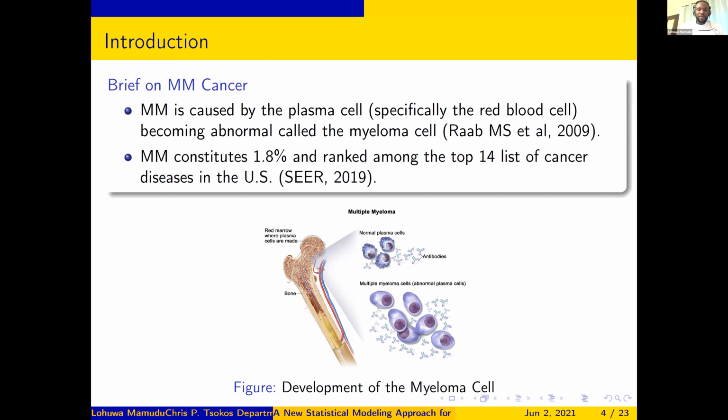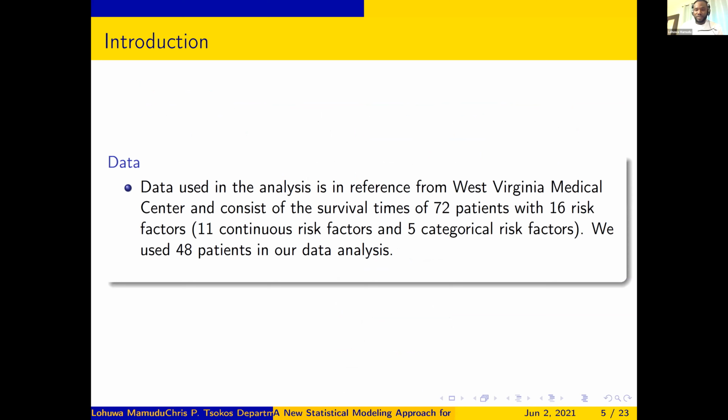On the data we used, the data was collected from West Virginia Medical Center, and it constituted the survival times of 72 patients who were diagnosed with multiple myeloma cancer and treated with an alkylating agent. The number of risk factors recorded from the 72 patients was 16, out of which 11 were continuous risk factors and 5 were categorical risk factors.